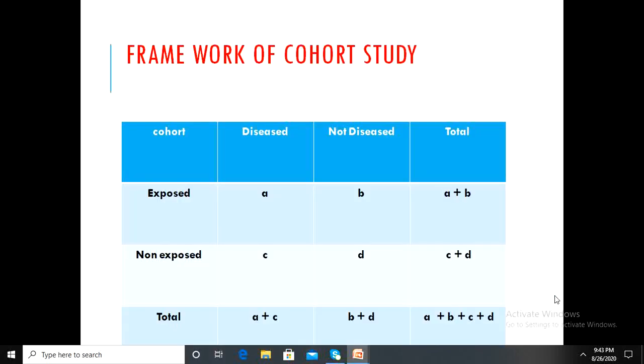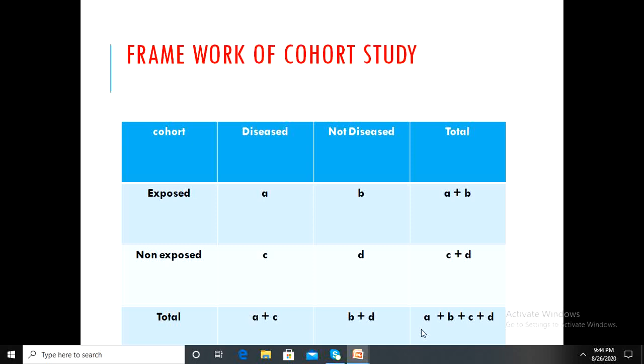And we construct the 2 by 2 table in the same way as we construct the 2 by 2 table in the case control study. Again, the diseased and not diseased population is basically taken into columns, and the exposure and non-exposure is taken into rows. Then we go into the row total, and then we go into the column total, and then we go towards the grand total. A 2 by 2 table is incomplete until and unless the 4 columns and 4 rows are formulated.